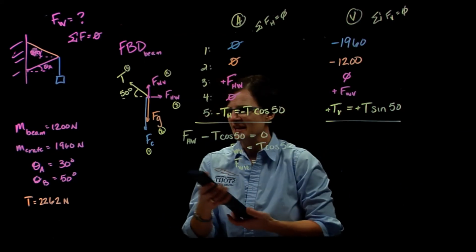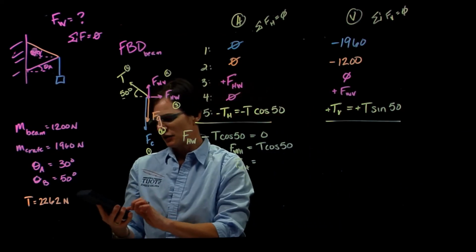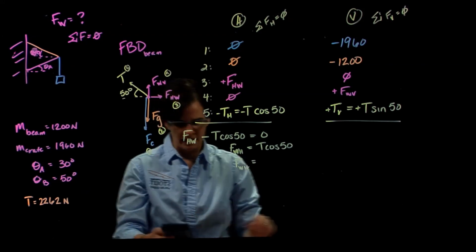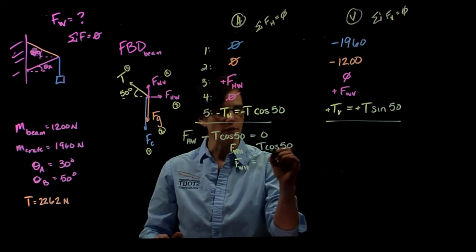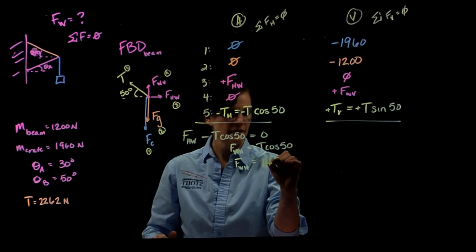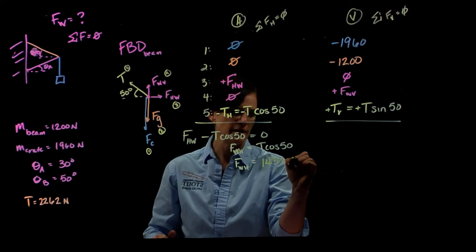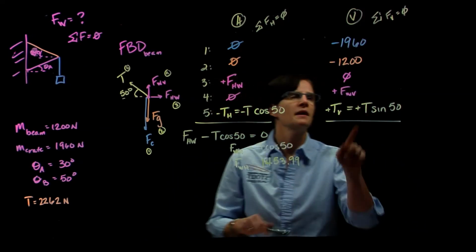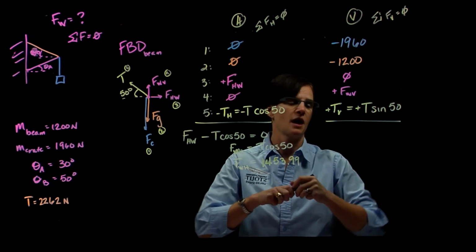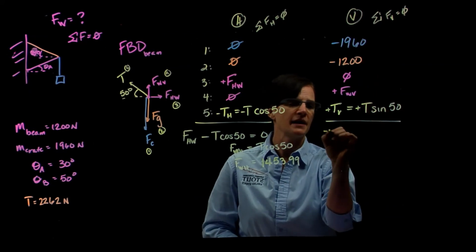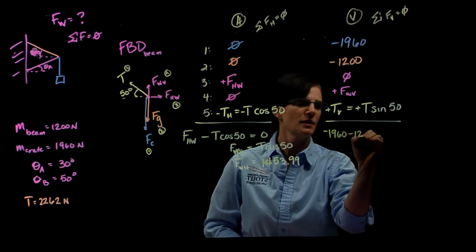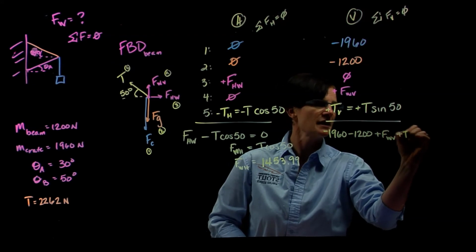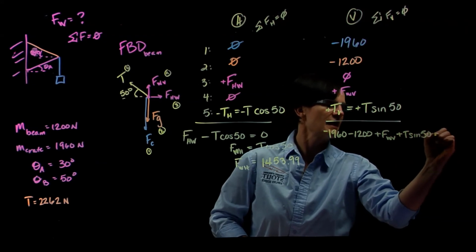Okay, so our tension we calculated at 2262 times the cosine of 50 degrees. It gives us a horizontal component of 1453.99. And I'll just keep some extra digits so our rounding isn't so horrible. All right, now the vertical component. Well, I add these up: minus 1960, minus 1200, plus the force of the wall vertical, plus the tension times the sine of 50. That's going to equal 0.